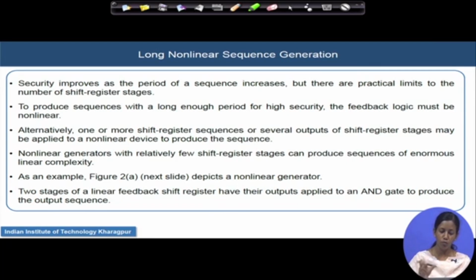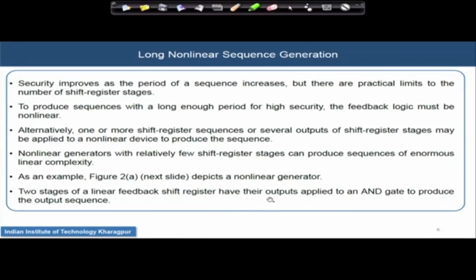It will also serve the same purpose, and otherwise you can do one thing. The output of 2 or 3 stages can be taken and fed into a nonlinear device, and the output of the nonlinear device can be the final output. So either you improvise the nonlinearity in the feedback path, or you combine 1 or 2 stages of the feedback shift register, feed them into a nonlinear device, and take the final output from that device.